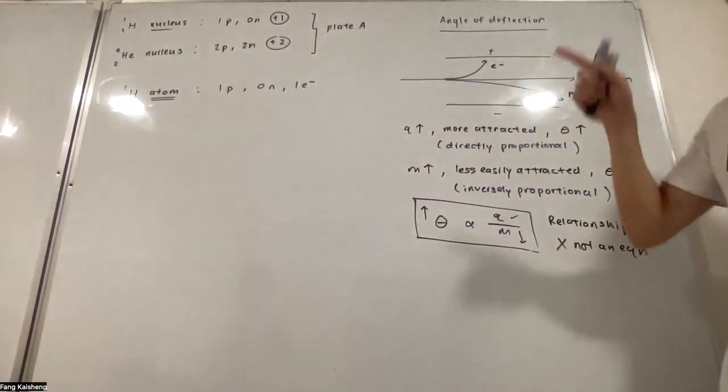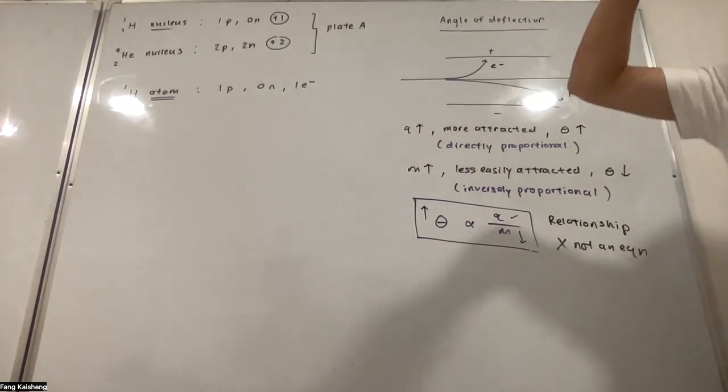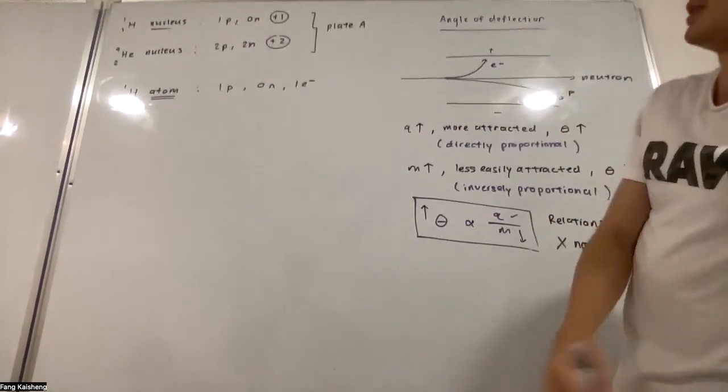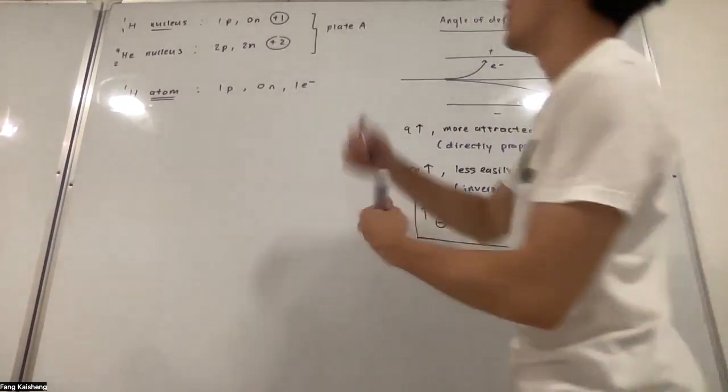But either way, if both of them deflect towards plate A, so that means what charge is it? It's a negative terminal. Okay, good.